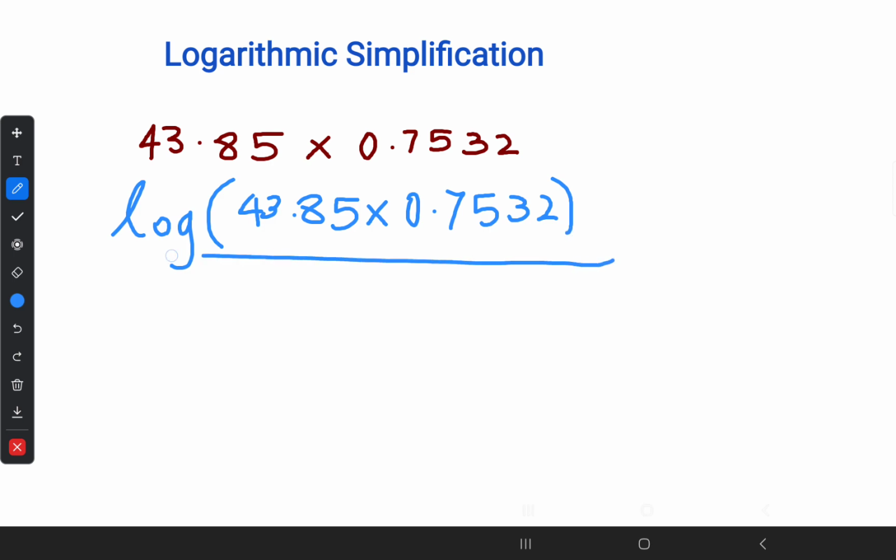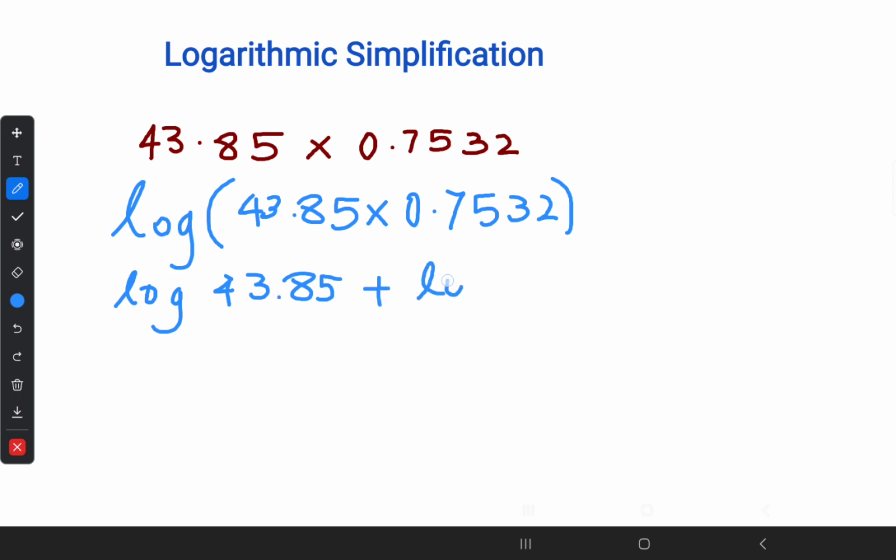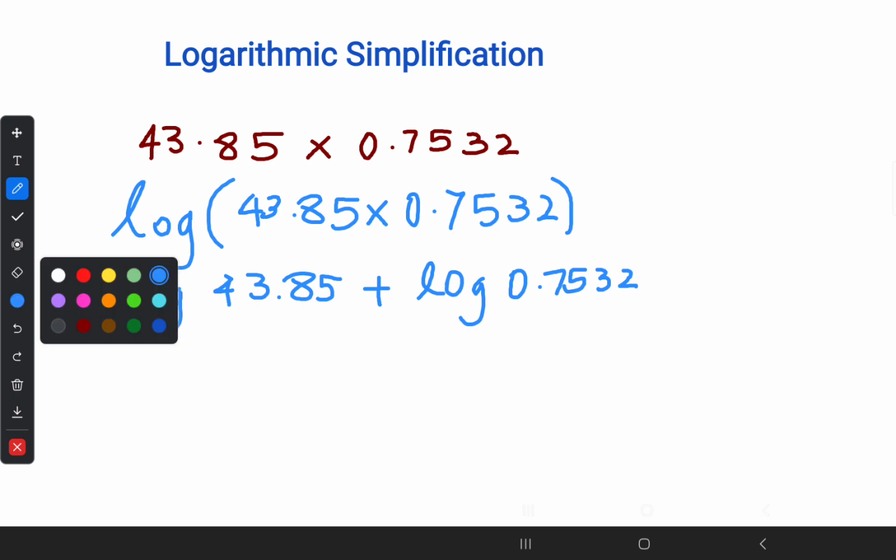As we already know that inside the logarithmic there is a multiplication, so outside the logarithmic it will become an addition. So log 43.85 inside multiplication separately it can be indicated as both addition. So log 0.7532. What I did here? First, there's the multiplication. I introduced logarithmic here. Inside the logarithmic, there's multiplication. So I have splitted them into addition.